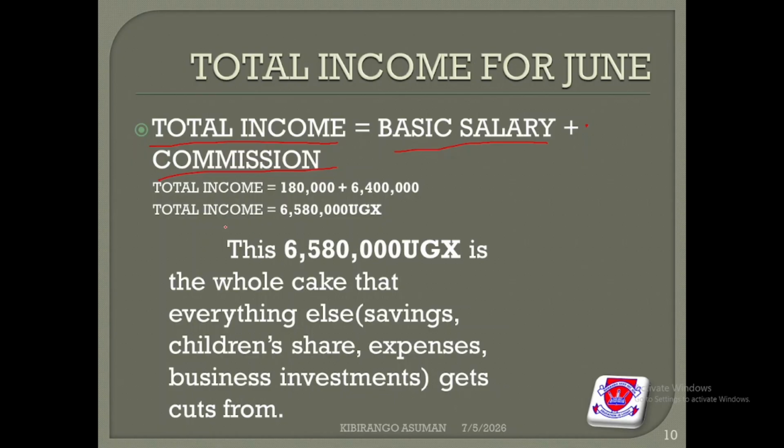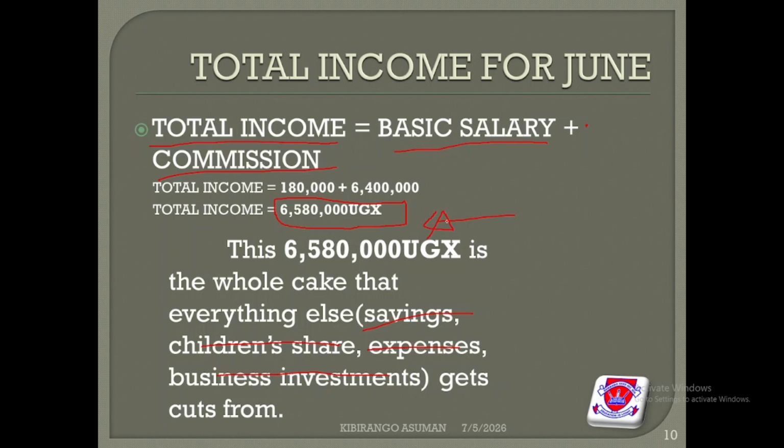So total income equals 1,800,000 shillings plus 6,400,000 shillings, and the total income is 6,580,000 shillings. So this is the total income for the month of June only. We have added the basic salary, which is fixed, and the commission, which changes according to the number of bags he sells. So this 6,580,000 Ugandan shillings is the whole cake, and everything else, the savings, the children's share, the expenses, the business investments, gets cut off from this amount.